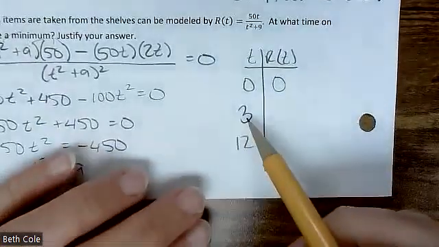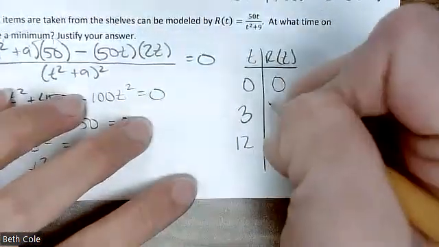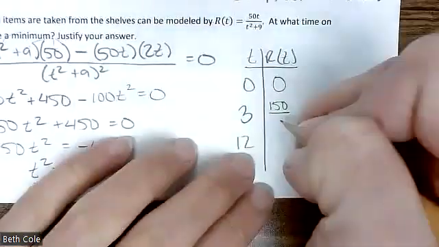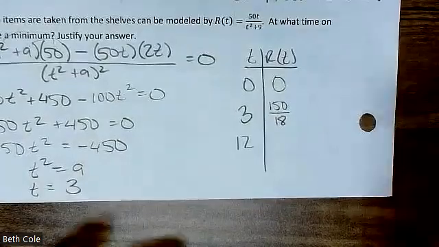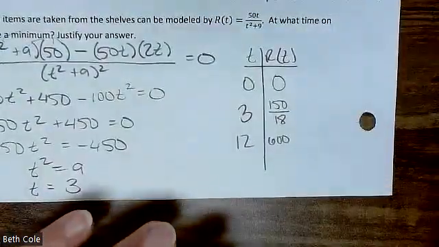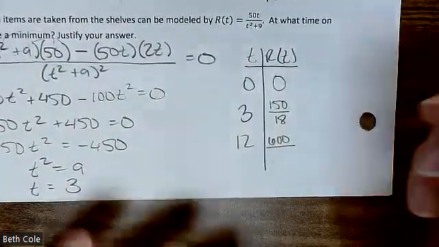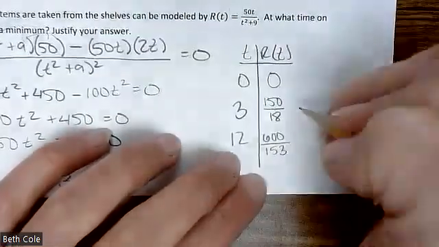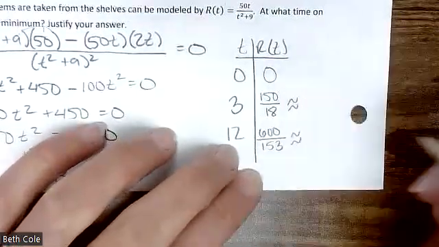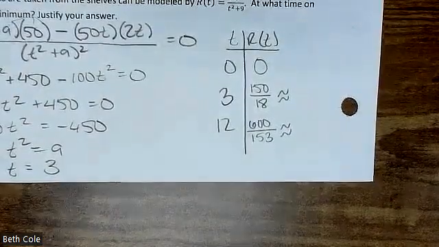Let's see how that went. When you plugged in 3, what'd you get for the numerator? Yeah, 150 over 18. And then 12, that'd be 600 because 12 times 5 would be 60. Put another 0. 12 squared is 144 plus 9 is 153. Now we need to estimate approximately what those are so that in our minds we can figure out what's the biggest and smallest.